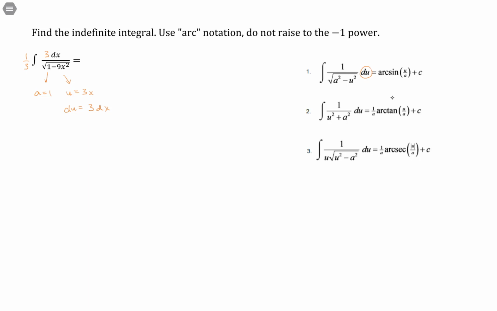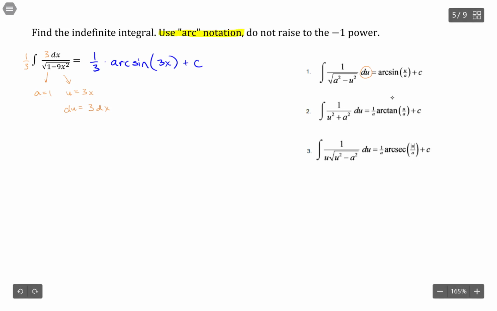All right, so our answer is going to have the 1/3 that comes from here times the arcsine of u over a. So u is 3x, a is 1, so that'll just be 3x. And then we have our plus c. So there's our answer. Now, when you give your final answer in the system, it says use arc notation, do not raise to the -1 power.